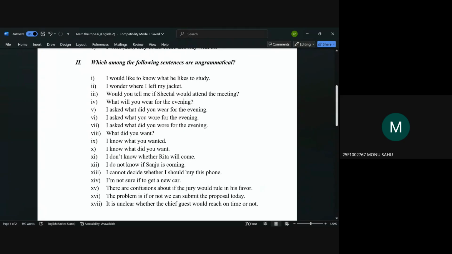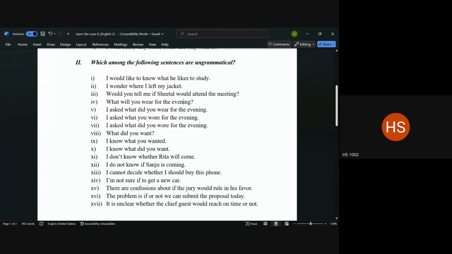Can we say, what will you wear in the evening? No. It's usually not a conventional way of asking. You generally ask, what are you wearing for the evening or what will you wear for the evening? Not in the evening. That prepositional use is wrong here.